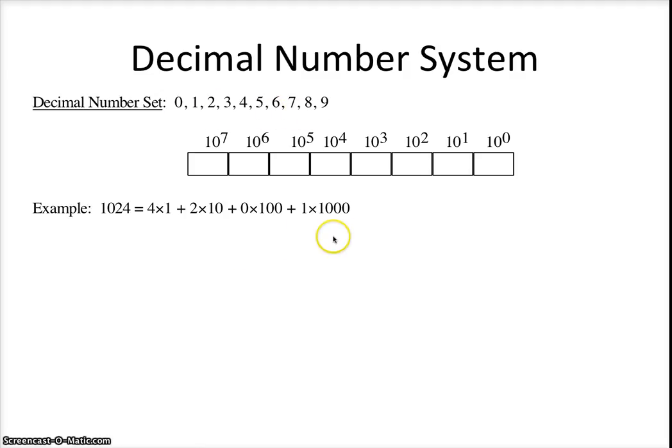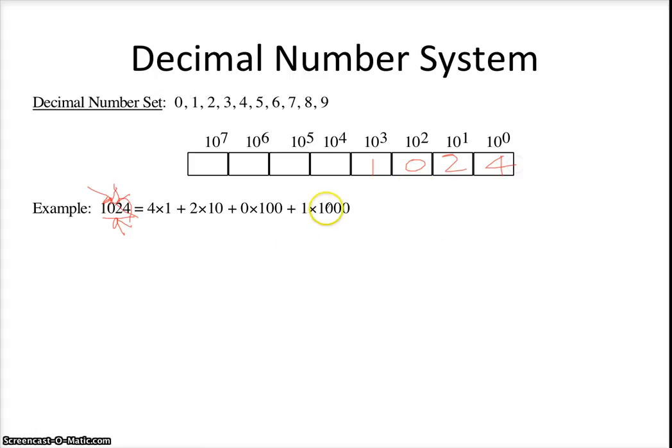So for instance, if we are going to convert the number 1024 into decimals and put them into the slots, what we have is 4 right here. 4 times 1, which is 4 times 10 to the 0th power. Then we have 2 times 10 to the 1st power. Then your 100s column over here, which is 0, and your 1000s column right in here, which is 1.